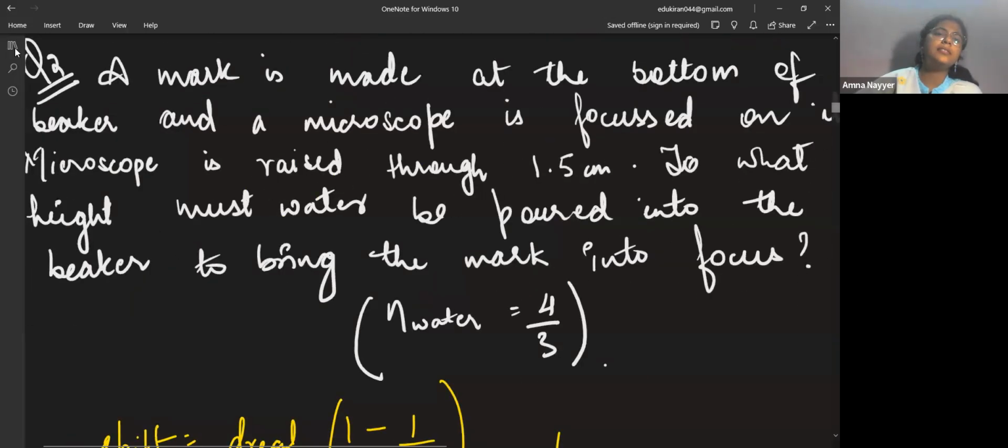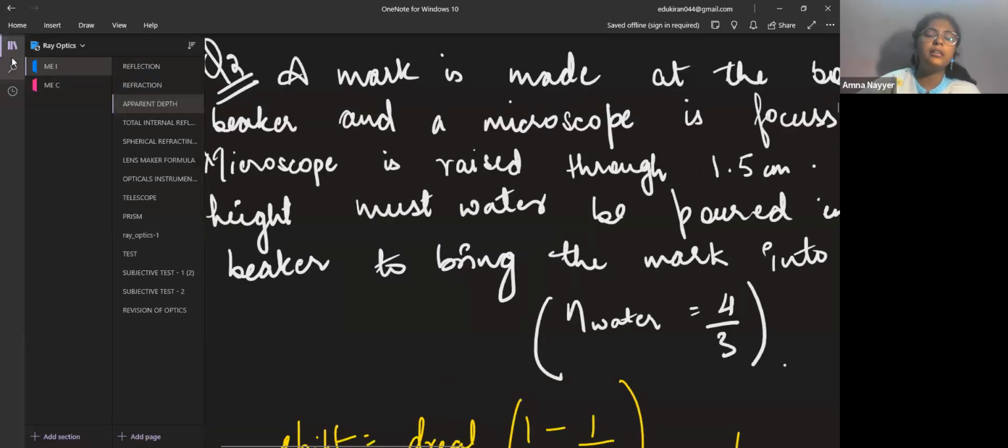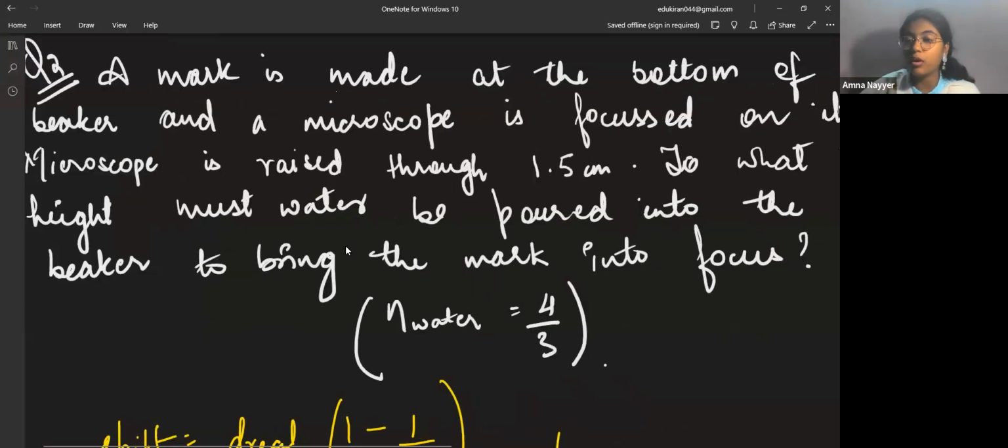Only this was left. Now we'll start with TIR, total internal reflection. Write down this, those who have not written the question.